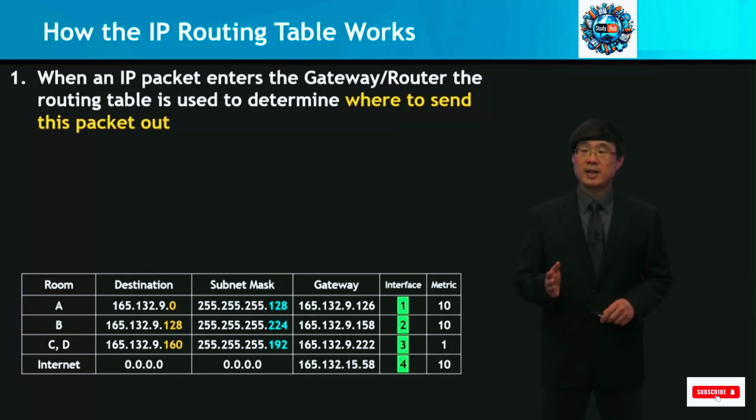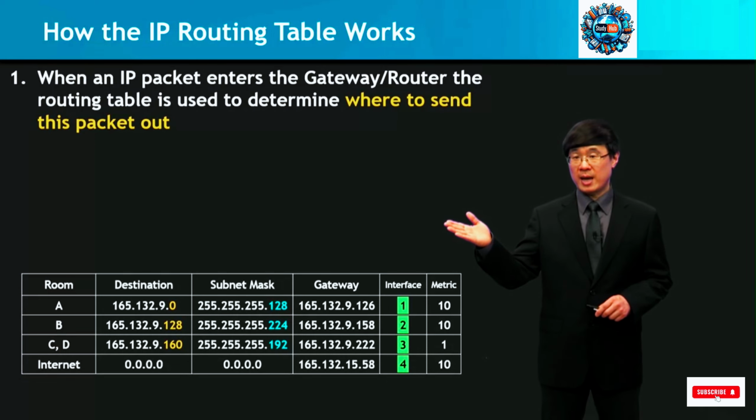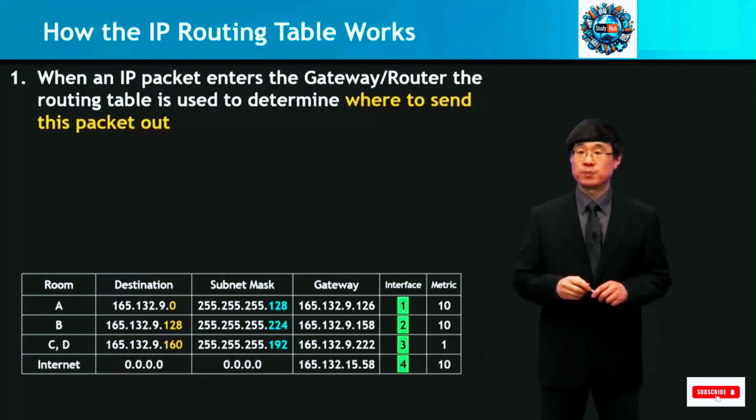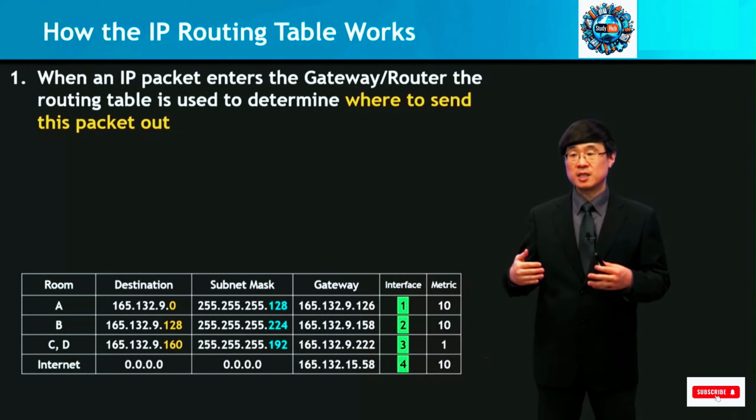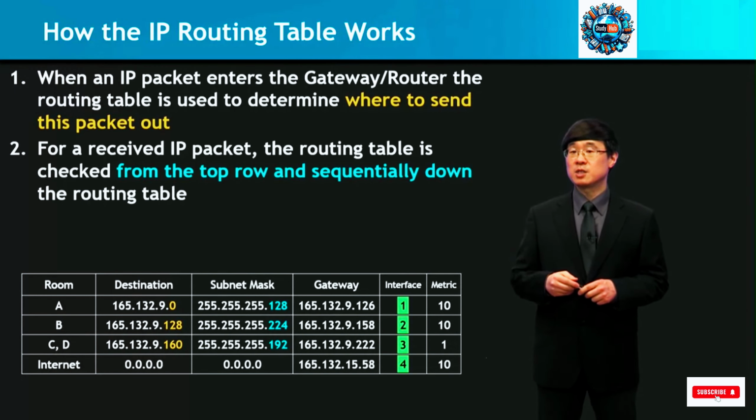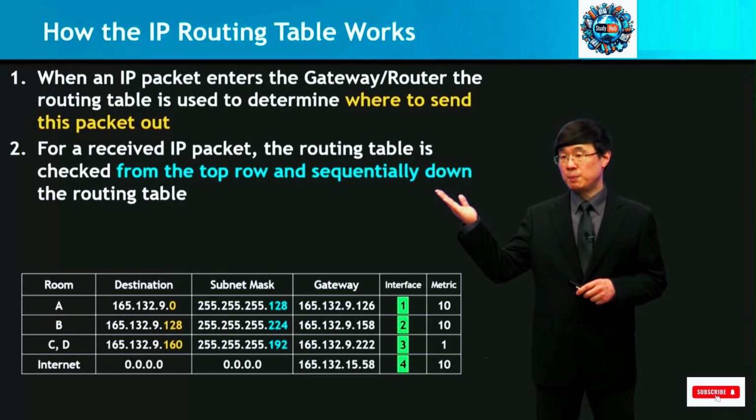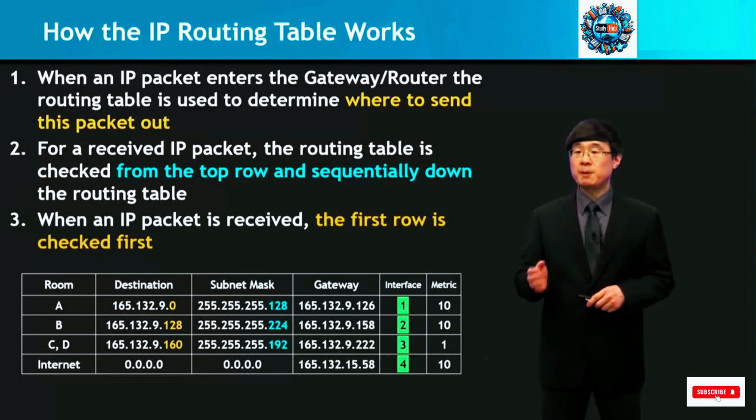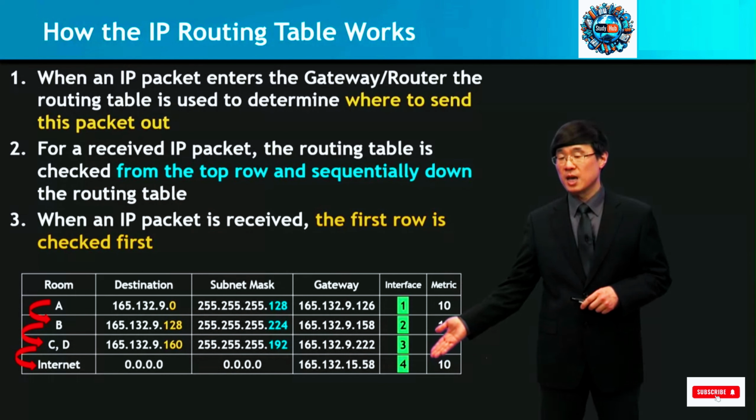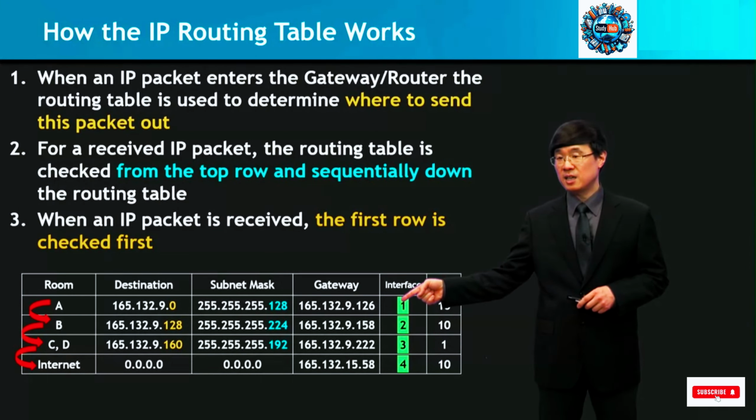Now, when an IP packet enters the gateway, the router, then the routing table is used to determine where to send this packet out. This is IP packet routing. How does it work? Well, for a received IP packet, the routing table is checked from top to down. In other words, when it goes in, it'll start at the top and it'll go down. An IP packet is received, the first row is checked, and the second, the third, the fourth. If it finds something that it fits into this range, then it will be sent out this interface port.